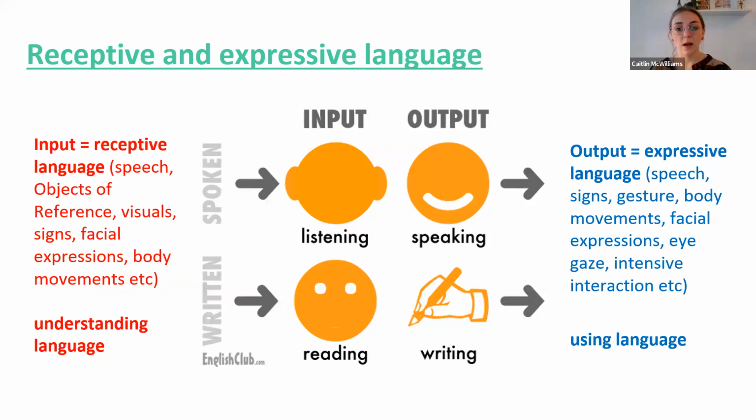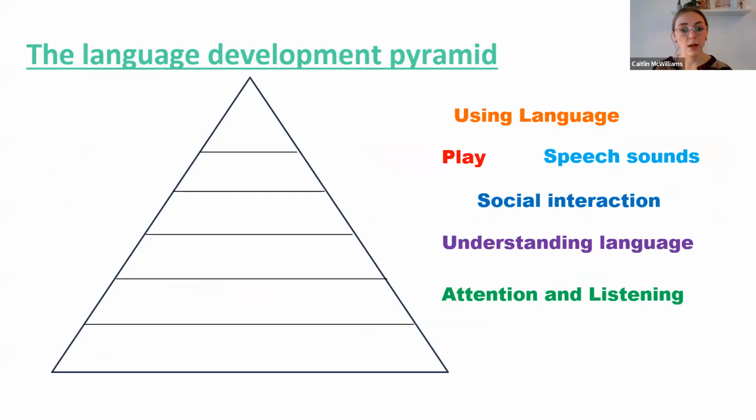Then related, but kind of separately, we can think about expressive language. And that's everything that's coming out. So as I'm doing now, I'm speaking, I'm also signing, but you actually probably can't see that underneath the camera, using lots of natural gesture, body movements, facial expressions, using eye gaze, eye direction, eye pointing, and things like intensive interaction as well. And that all comes under using language.